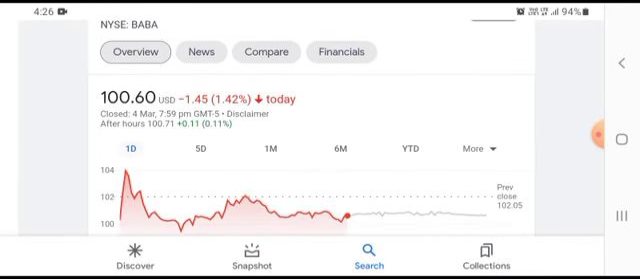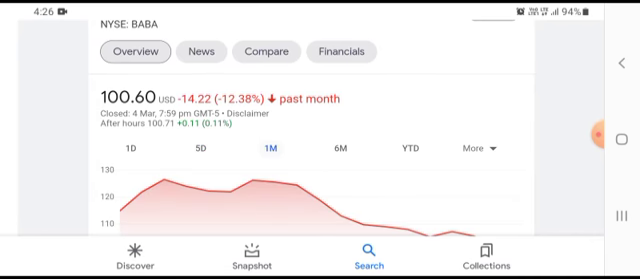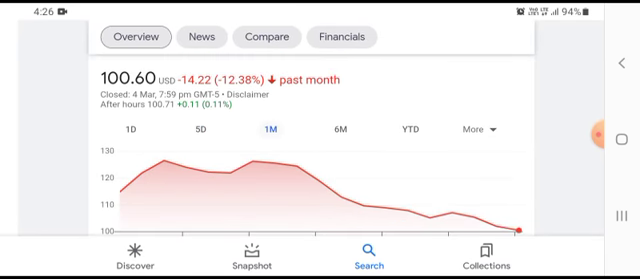So we can easily see that the stock was trading at $800 in... 1.45 US dollar losses with 1.42% negative loss. In a 5 day time frame, the stock was trading at 5.37 US dollar losses with 5.07% negative loss. In a 1 month time frame, the stock was trading at 14.22 US dollar losses with 12.38% negative loss.